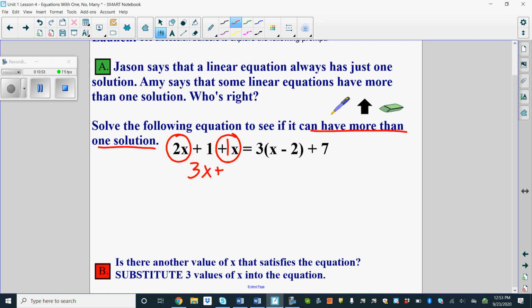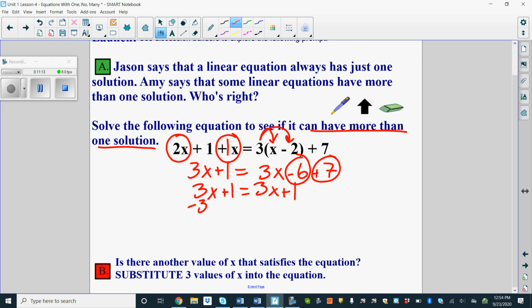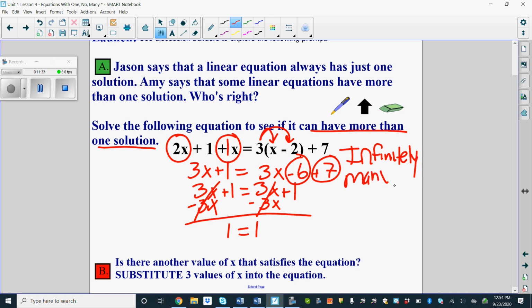So it's really 3x plus 1 equals, now we use the distributive property, 3x minus 6 plus 7. Now I have nothing to do on the left side, but on the right side I'm going to combine a negative 6 and a 7, and I'm left with 3x plus 1 equals 3x plus 1. I'm going to move the 3x's over to combine them, and I'm left with 1 equals 1, and again, the variables canceled out. I'm left with the same number on both sides, so therefore this has infinitely many solutions.